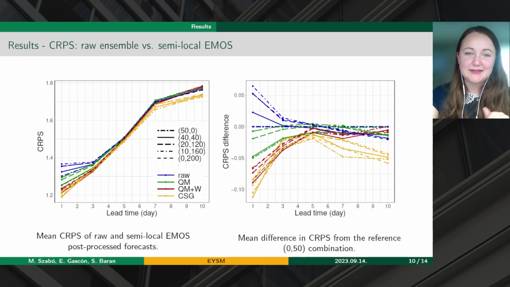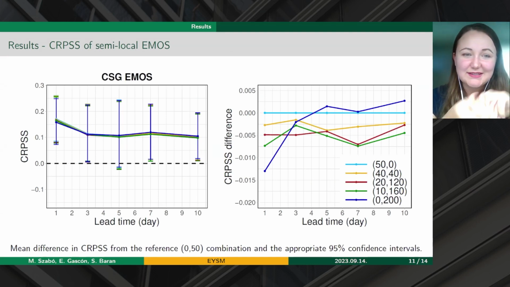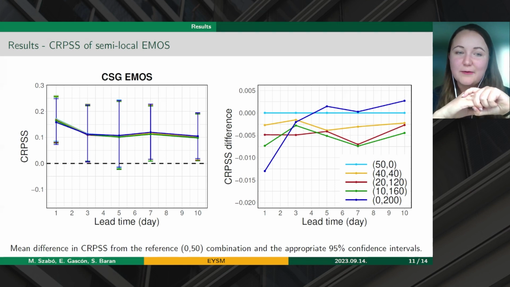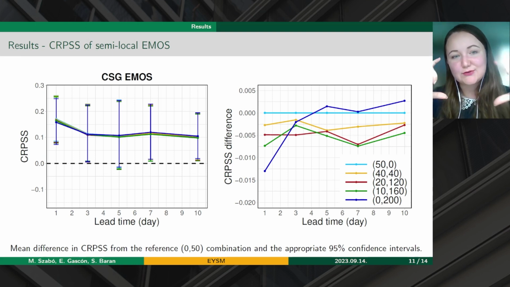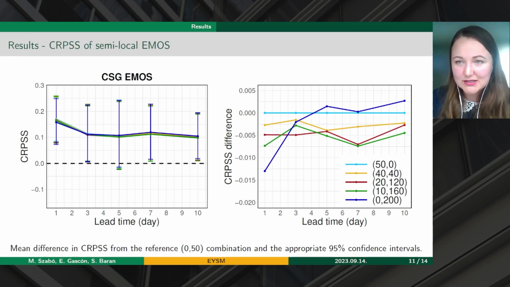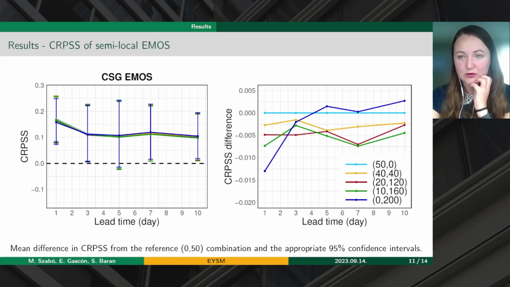We could look at the differences between the combinations, trying to find an optimal one in terms of just the CRPSS, the skill score. But as you can see, there are quite large margins of error here, quite large confidence intervals. And also the differences between the different combinations are not significant in our case. So this means that the post-processing took out the large differences between the combinations in terms of comparing to the raw one, but also our approach has decreased these differences even more.